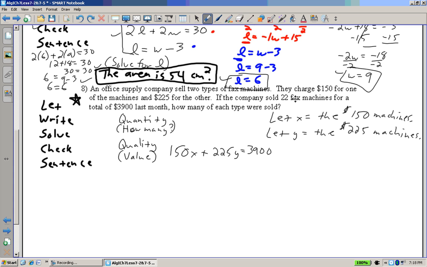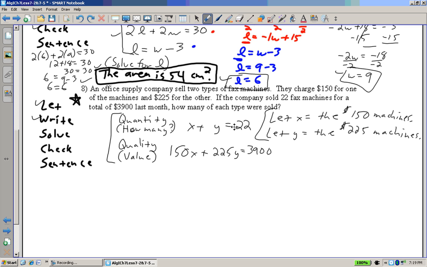Now, it also tells us that they sold 22 of these machines. So X, however many of those were, plus Y, however many of those were, equals 22. So this information is hidden within this. It's going to be very important that you know how to extract this information from the word problem. Okay, so we've done our let statement. We've written two equations. Now we need to solve it.